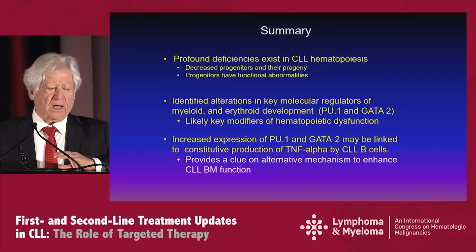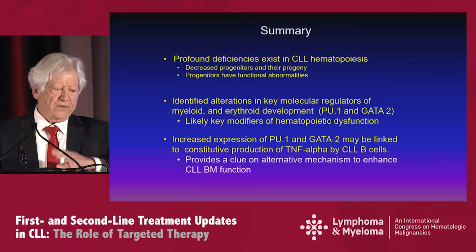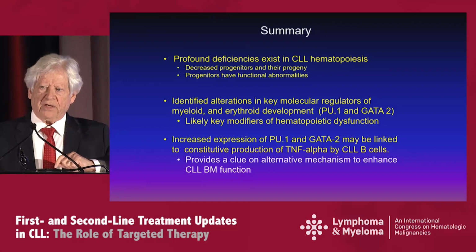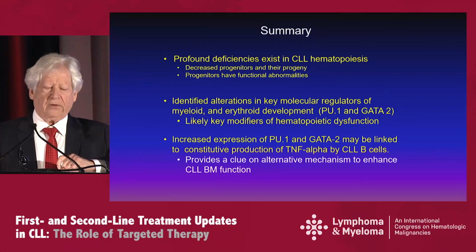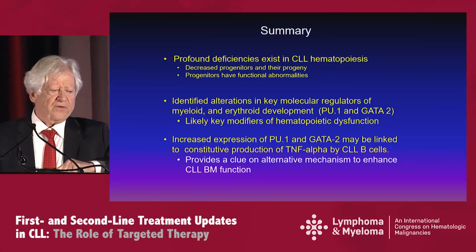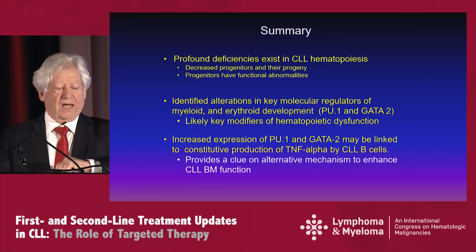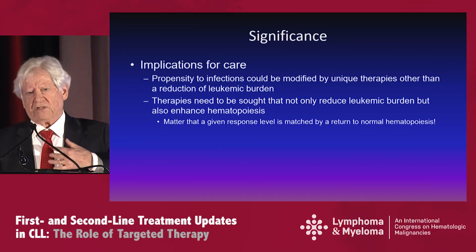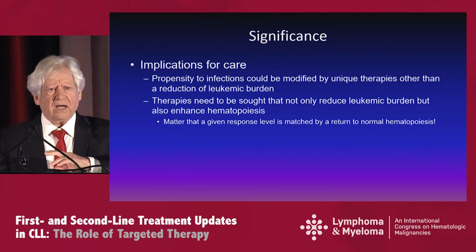We've identified alterations in the key molecular regulators of myeloid and erythroid development, PU1 and GATA2, and the increased expression of these is likely linked to constitutive production of TNF-alpha by CLL B cells. This, I think, provides a clue in alternative mechanisms to enhance CLL bone marrow function. The significance of this I'll just extend in my last slide.